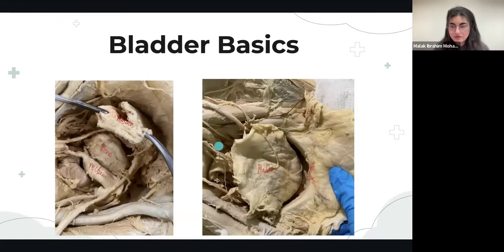Now, this is a male, so there's no uterus. So the bladder would be right in front of the rectum, which should be posterior to it, and the bladder is posterior to the pubic symphysis. So this is a female and this is a male.